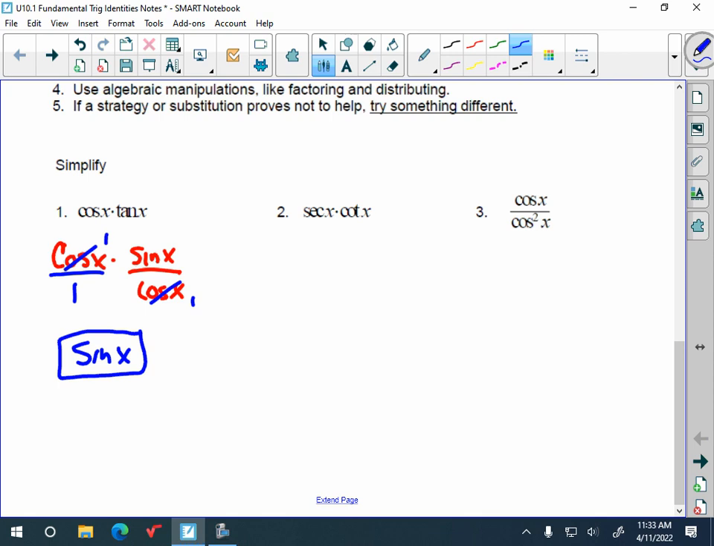All right, number 2, secant x times cotangent x. So again, we're using our reciprocal. The reciprocal identities are going to come into play a lot. So secant x is the same as 1 over cosine. Cotangent is cosine over sine. Again, I'm multiplying, so I can cross cancel these. And so I have 1 over sine x left over. And then I can change that to cosecant x.